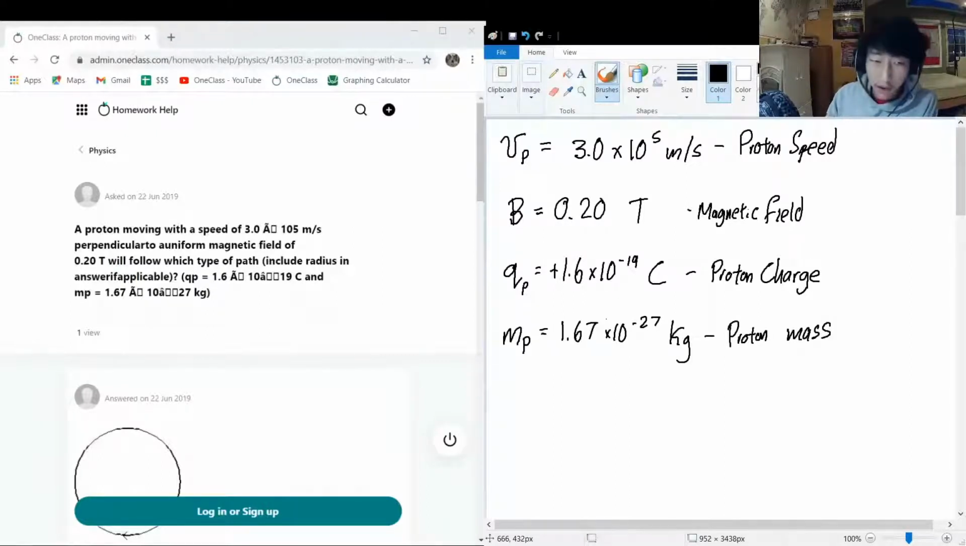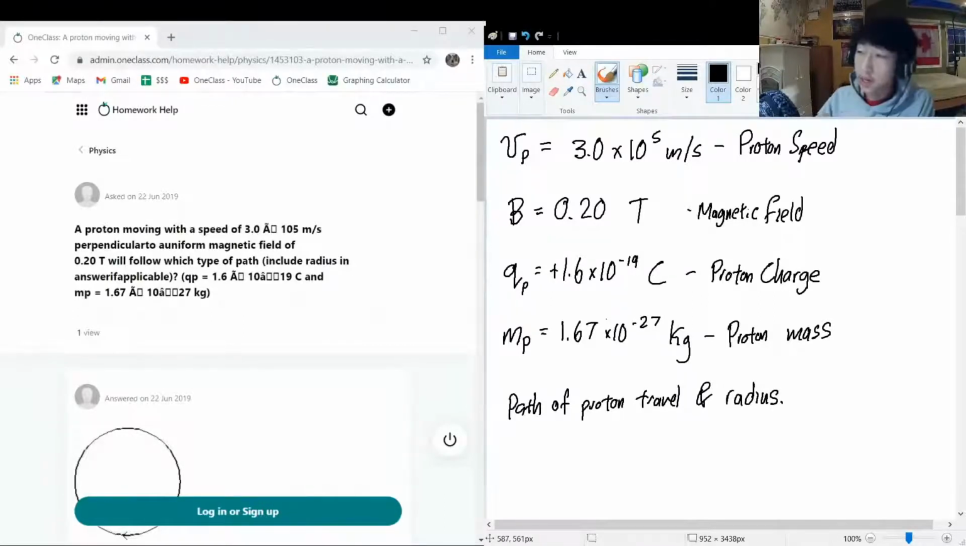And what we're trying to find here is the path of proton travel, and it's asking specifically for the radius. Okay, so this is our question.